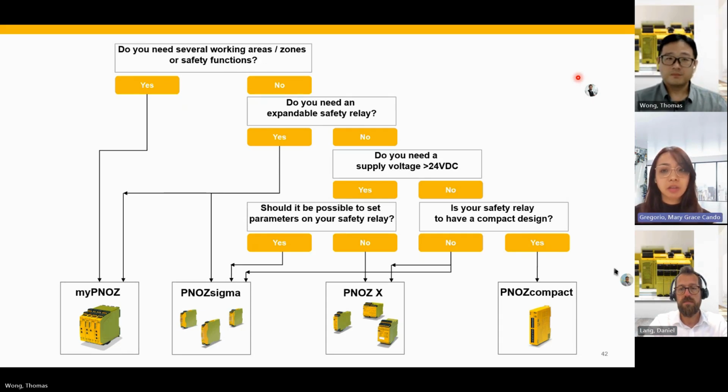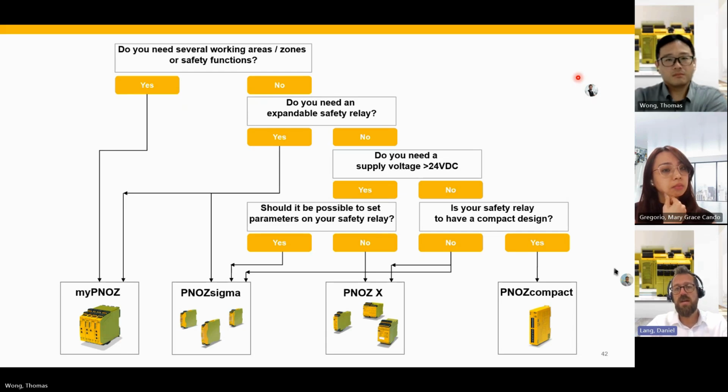Okay, thank you. Next question. Output contact consists of safe and auxiliary contacts. Semiconductor output consists of safe and auxiliary outputs. What is the difference between the two applications?